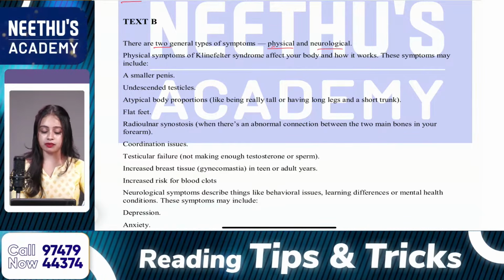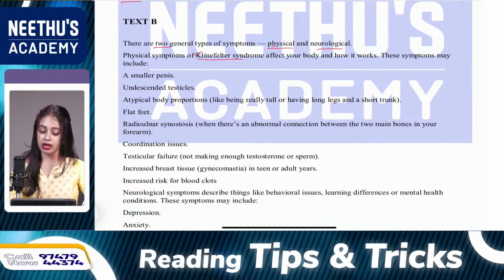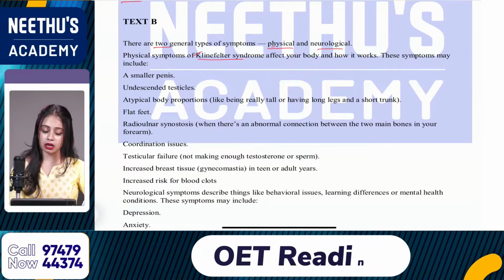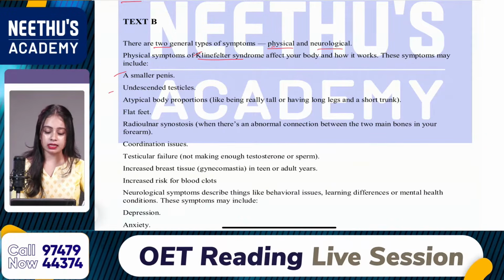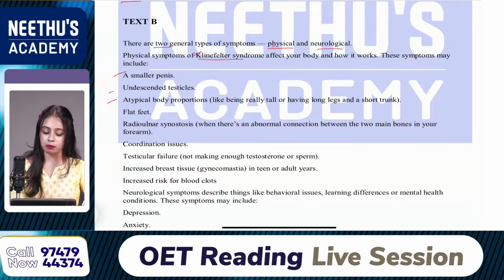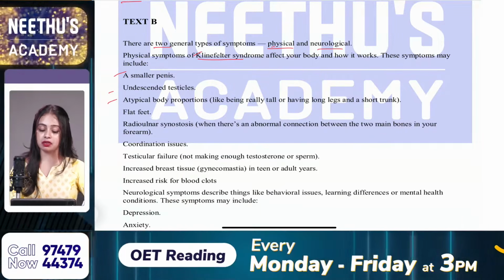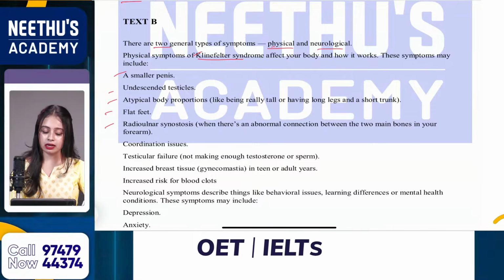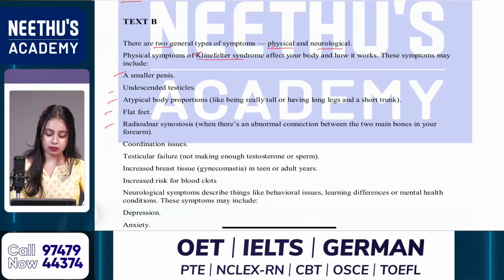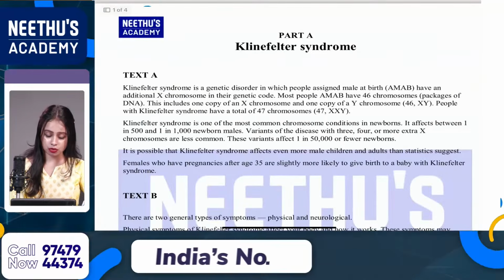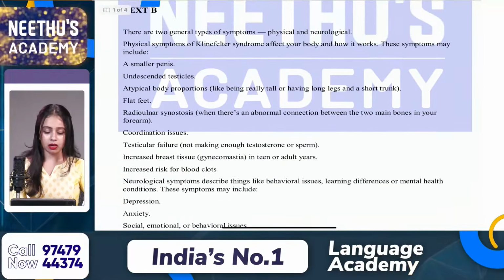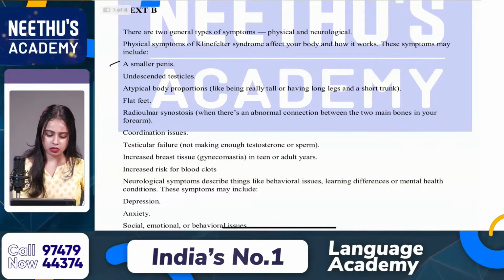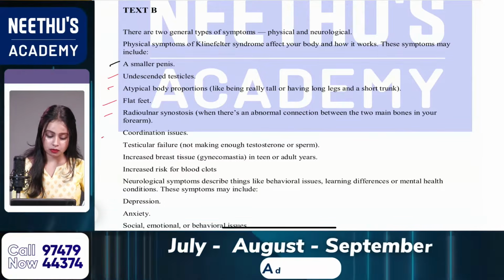Physical symptoms of Klinefelter syndrome affect your body and how it works. These symptoms may include a smaller penis, undescended testicles, atypical body proportions like being really tall or having long legs and a short trunk, then flat feet, radio-ulnar synostosis, coordination issues, testicular failure, increased breast tissue. Okay, something has happened in between, so yes, I'm marking it again.